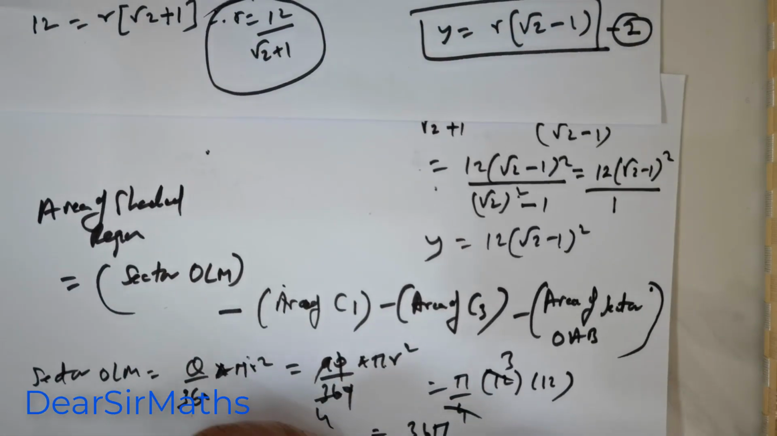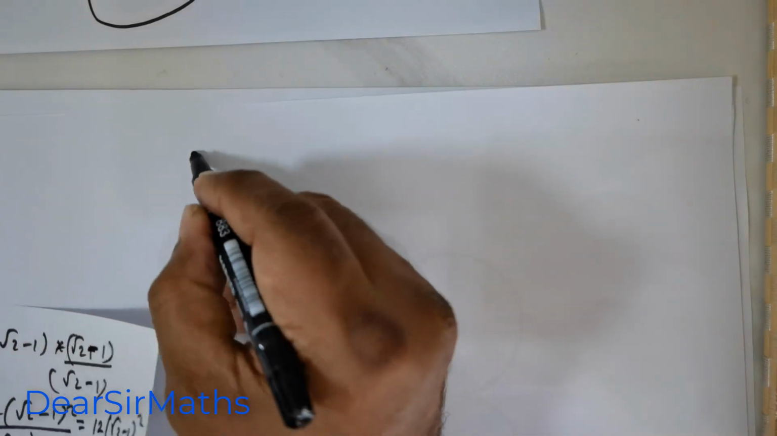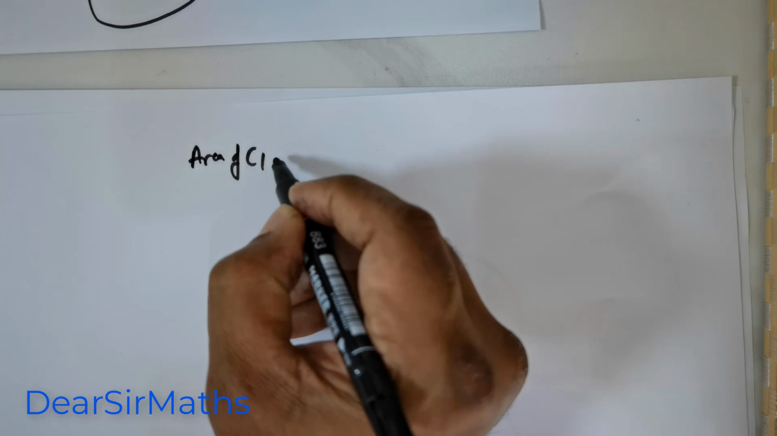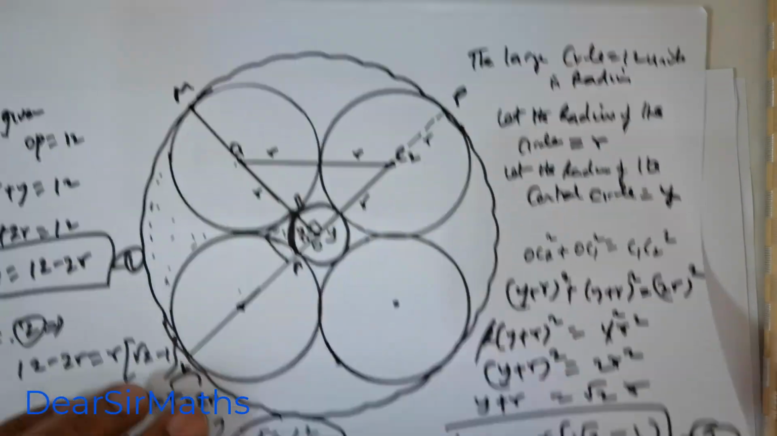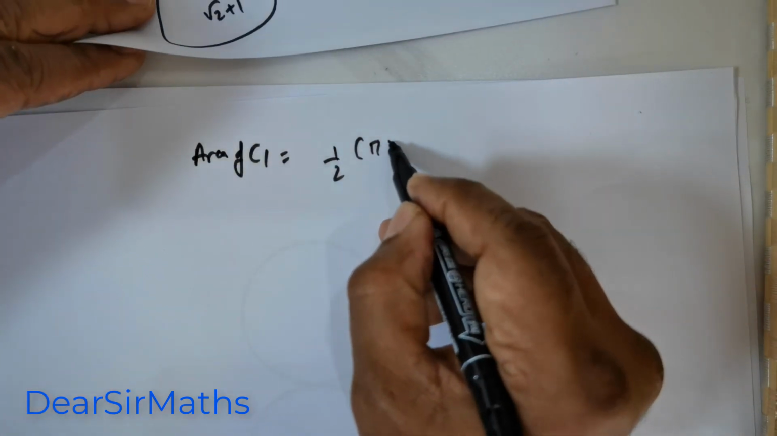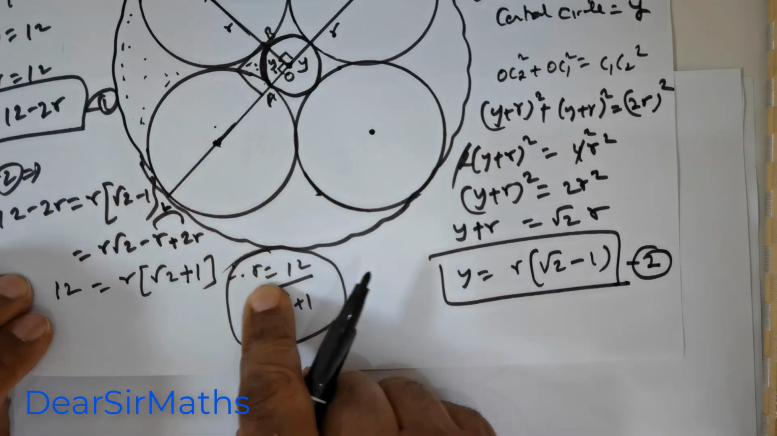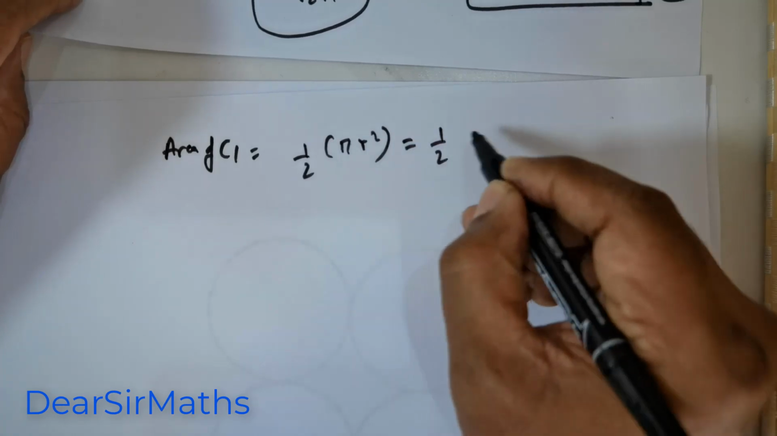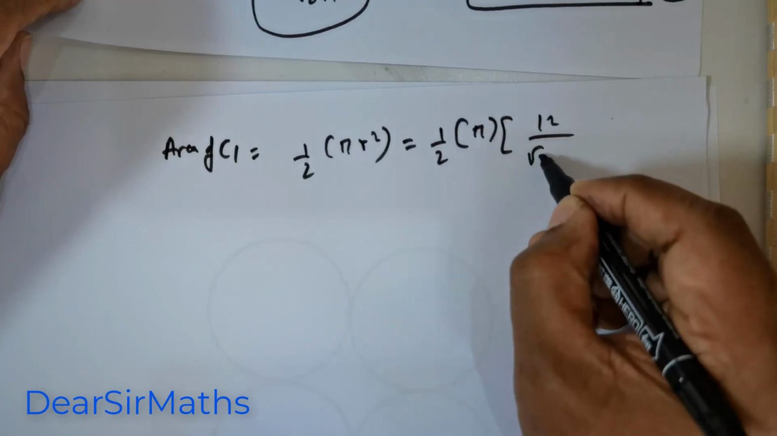I need to go to a new page. Let me utilize this page. Okay, area of C1. So what is the area of C1? Area of C1 is equal to pi r squared, right? This is a semicircle. So that means half times pi times r squared. But what is my value of r we have got? R is 12 over root of 2 plus 1. So that's nothing but 1 over 2 times pi times 12 over root of 2 plus 1.